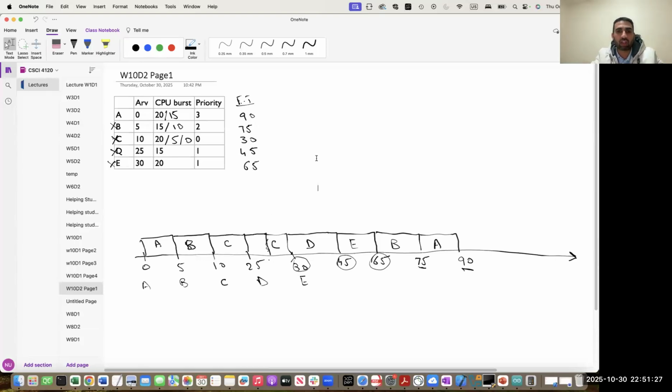Let me also put a note here for you. So the assumption here: lower the number, higher the priority, and this solution is for preemptive priority scheduling. Okay.